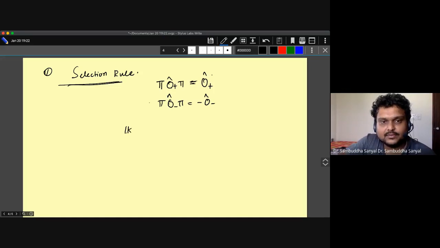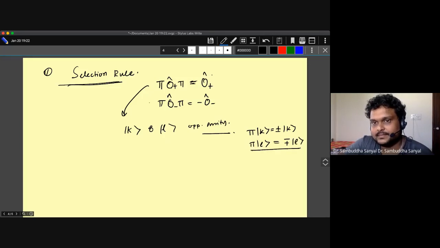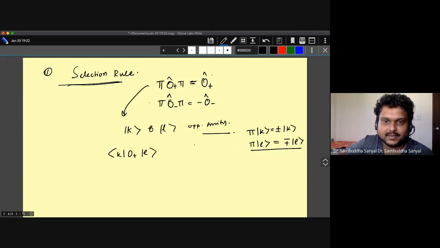So let me consider 2 states, K and L. Let's look at the first example. K and L are of opposite parity, which means pi K is plus minus K, pi L is minus plus L. Okay. So then consider K O plus L. They are opposite parity, which means if it is plus minus, this L will be minus plus in that case.